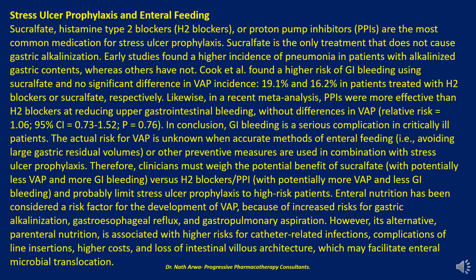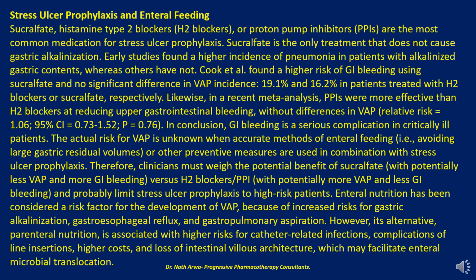Likewise, in a recent meta-analysis, proton pump inhibitors were more effective than H2 blockers at reducing upper gastrointestinal bleeding, without differences in ventilator-associated pneumonia, relative risk equal to 1.06, with a 95% confidence interval of 0.73 to 1.52, with a p-value equal to 0.76. In conclusion, GI bleeding is a serious complication in critically ill patients.